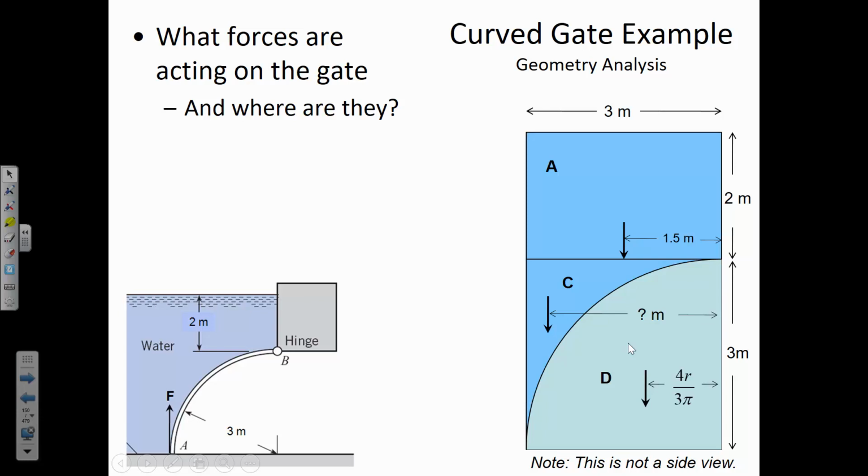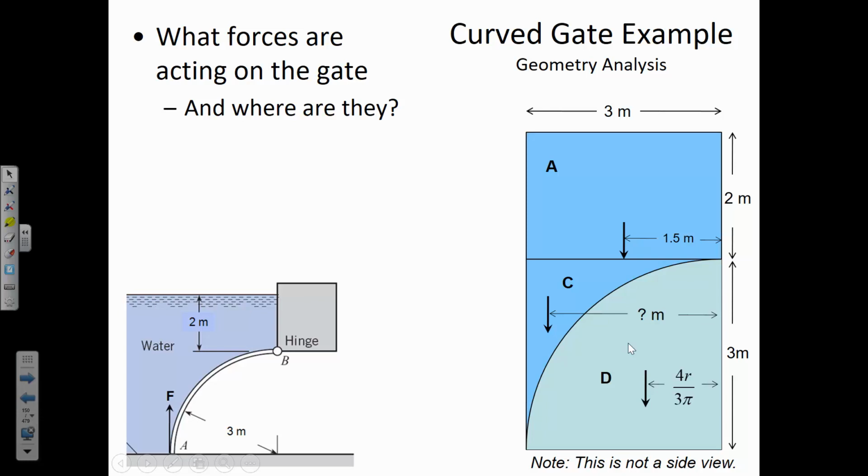So that's how we find out the location of force C, is we say we know that the overall net resultant force is 1.5 meters from the edge because it's going to be in the middle. And we know that element D, which is a quarter circle, has this formula that helps us to find the location of the center of area. And so therefore we can find the unknown location, this question mark here that's shown. We find it by the weighted average approach.